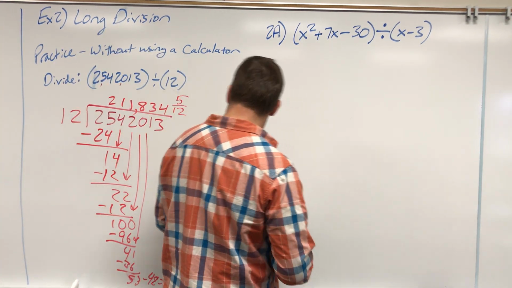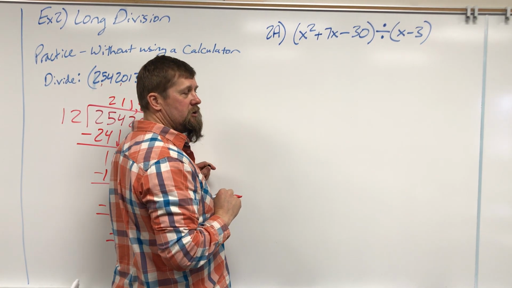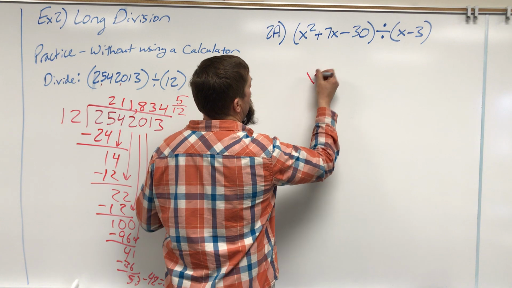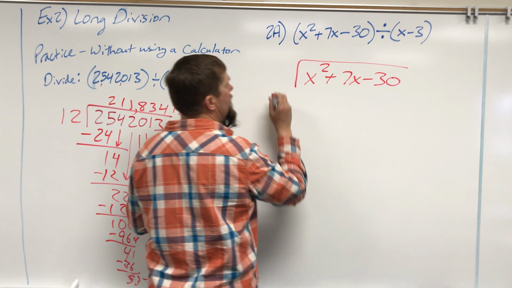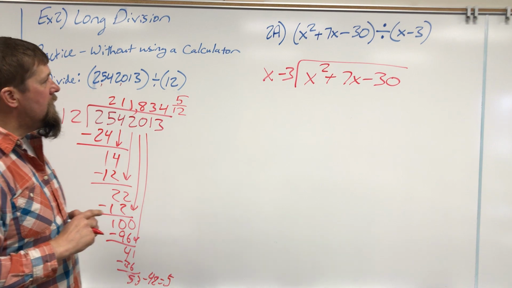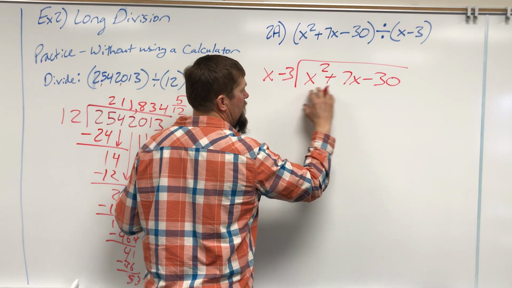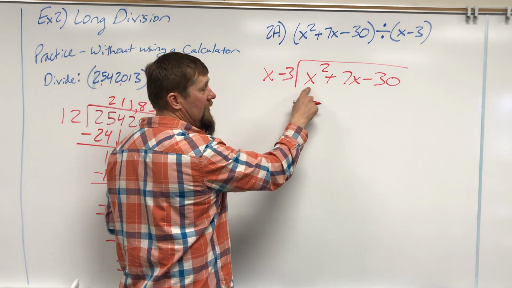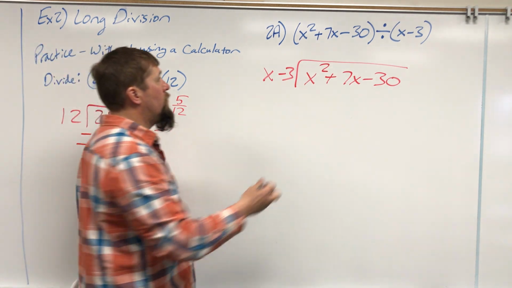Okay? So let's go ahead and do this. When I divide a polynomial using long division, I am going to basically use the same method. Okay, so I'm going to put x squared plus 7x minus 30 inside the division sign with x minus 3 on the outside. All right, now we look and see how many times does x minus 3 go into the first 2 terms? Okay, what do I multiply x by to get x squared is basically what I'm asking. What do I multiply x by to get x squared? Well, that's x.